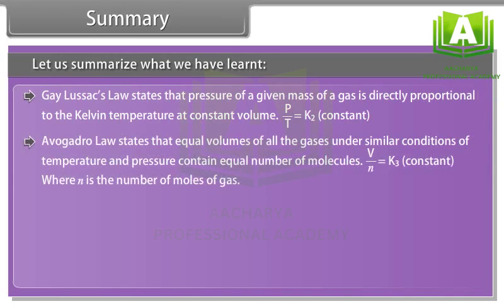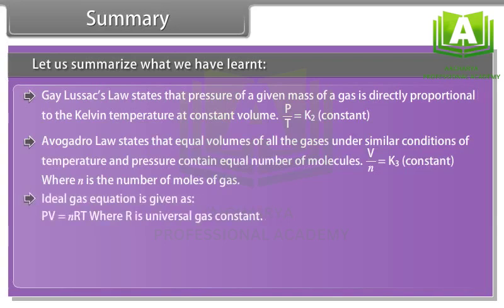Avogadro's law states that equal volumes of all gases under similar conditions of temperature and pressure contain equal number of molecules. V by N is equal to K3 is constant, where N is the number of moles of gas. Ideal gas equation is given as PV is equal to nRT, where R is the universal gas constant.